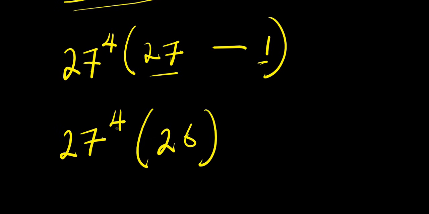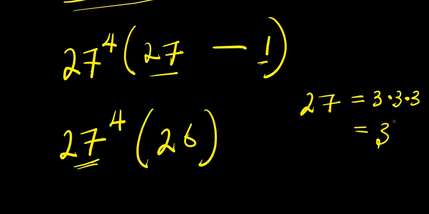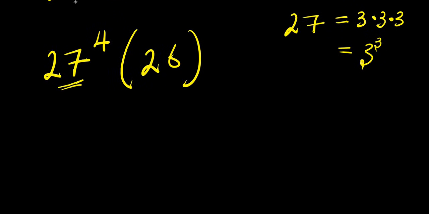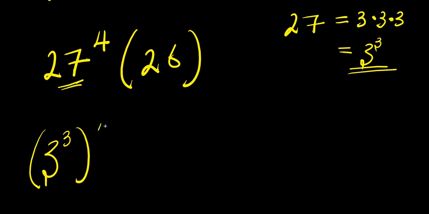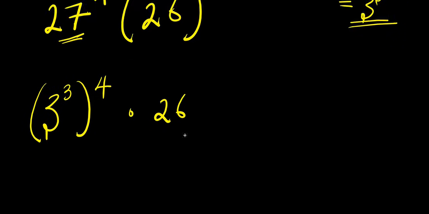So to evaluate this further, we can express 27 in terms of 3. 27 equals 3 times 3 times 3, and this is 3 to the power of 3. Substituting this 3 to the power of 3 for 27 here, we have 3 to the power of 3 raised to the power of 4 times 26.